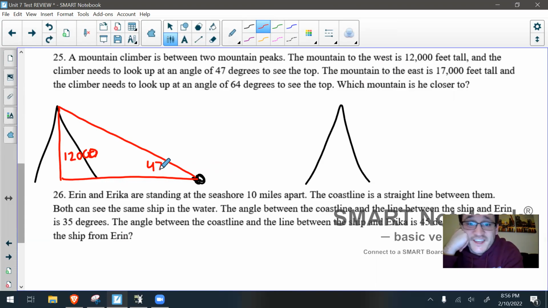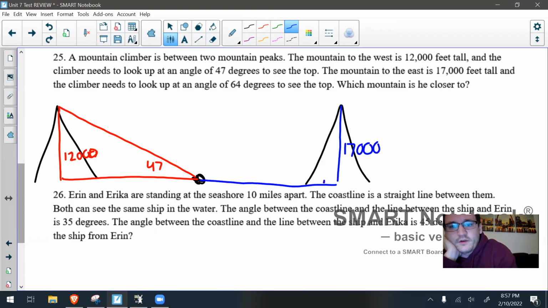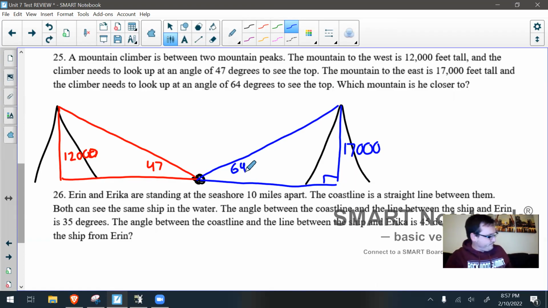All right, now the mountain to the east is 17,000 feet tall. So this one's a little bit taller. 17,000 feet. And for this one, he has to look at an angle of elevation that's 64 degrees. What they want to know is which mountain is he closer to.